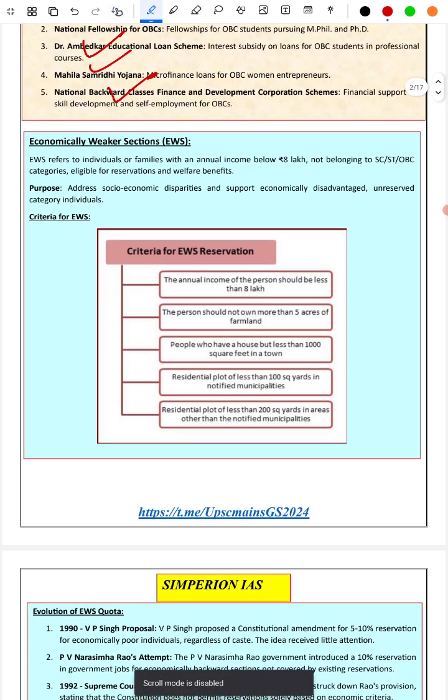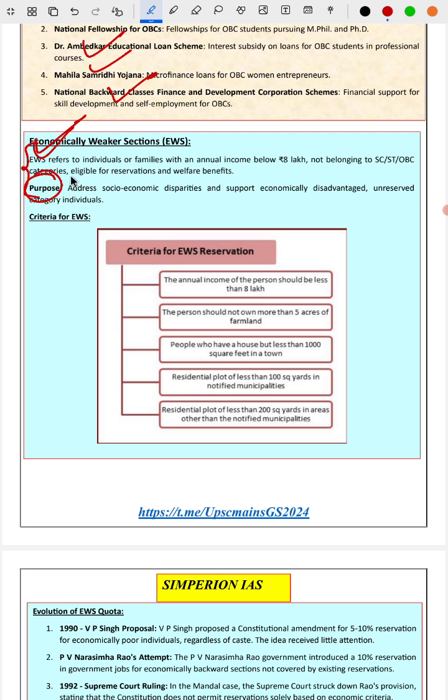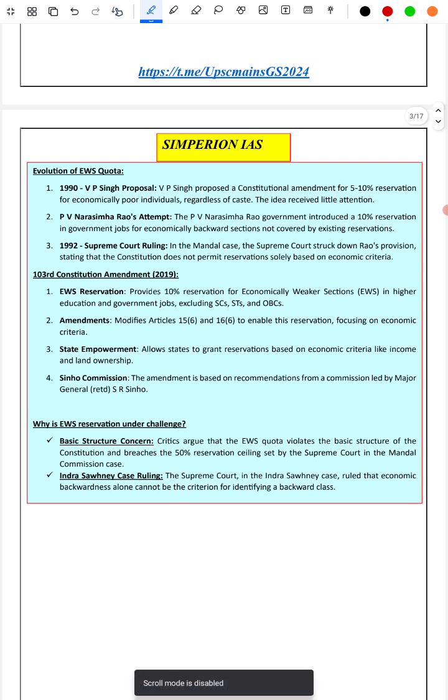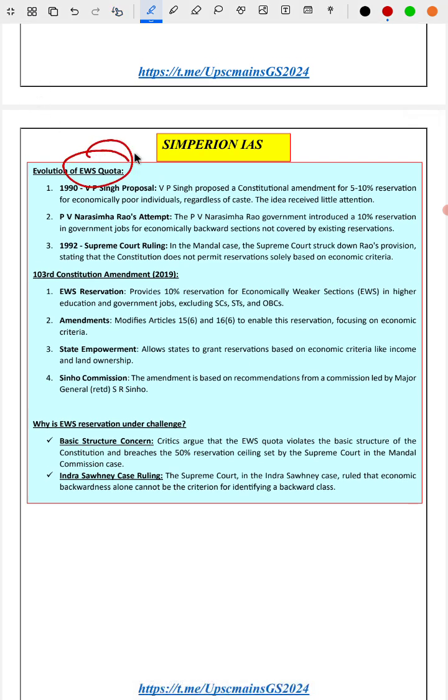Next we have covered the topic of EWS, economically weaker sections. We are given initially the definition, and the purpose of constituting the EWS section, that is 10% reservation. Next, what is the criteria to be EWS? Next we have covered the evolution of EWS: VP Singh proposal, Narasimha Rao attempts, and the 1972 Supreme Court rulings. And then we have covered the 103rd constitutional amendment, which led to 10% reservation.